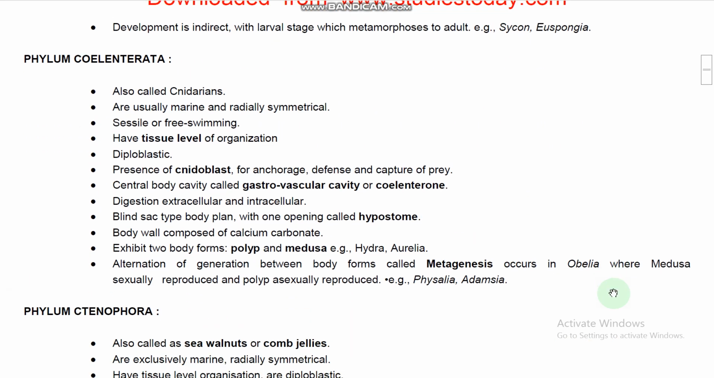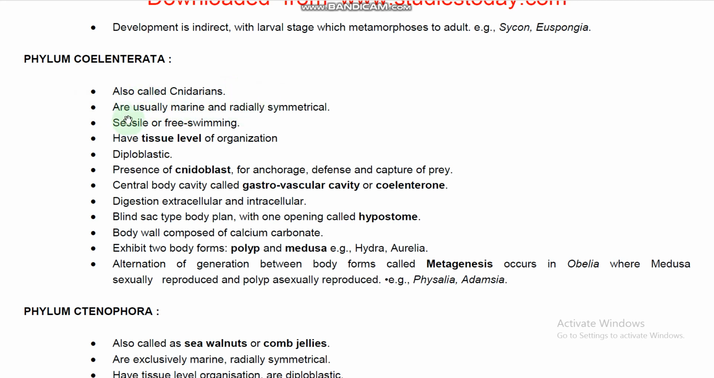Okay, next one, phylum Coelenterata. Why is it called Coelenterata? What is the reason? Because of the presence of the body cavity coelenteron, so only that it is called Coelenterata. The body cavity name is coelenteron, so this phylum is called Coelenterata. Also called Cnidarians. Why is it called Cnidaria? Because of the presence of cnidoblasts.